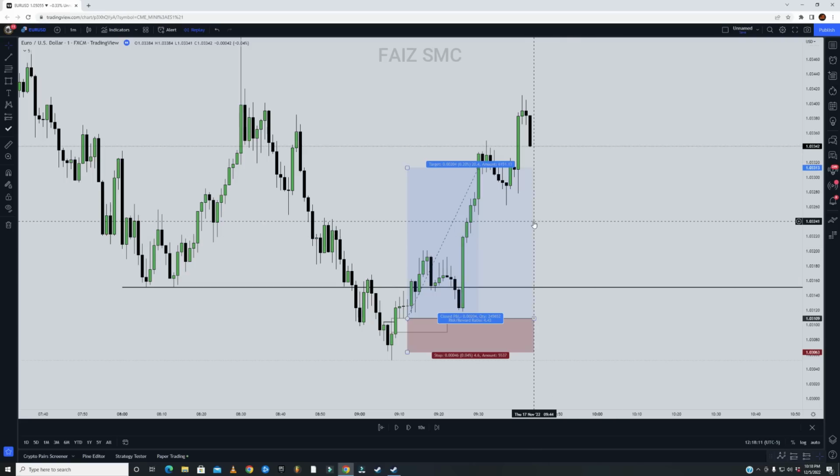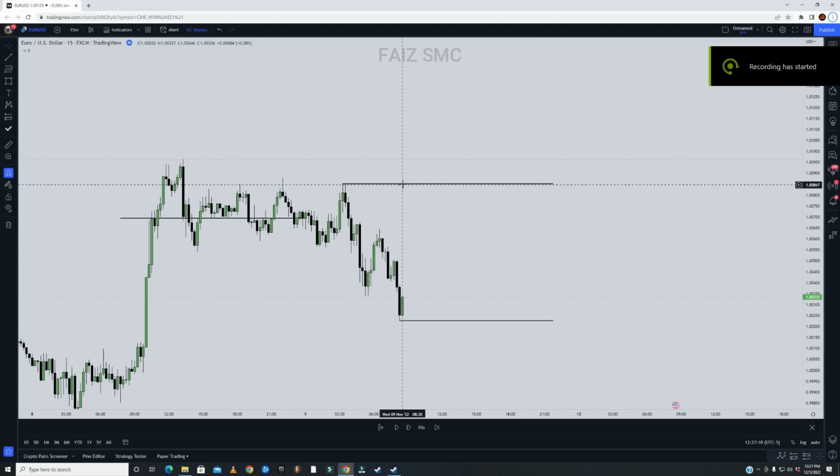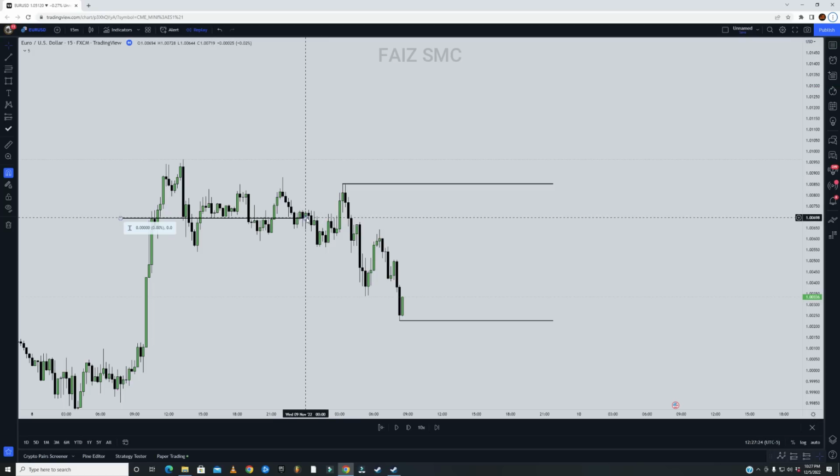Okay, so I'm going to give you guys one last example, and then I'll see you guys in the next video. Alright guys, so here is example number 3. As you can see, I've marked the midnight open, which is around here, and after midnight open, this is the highest point of the day, and before 8:30, this candle right here is the lowest point of the day.